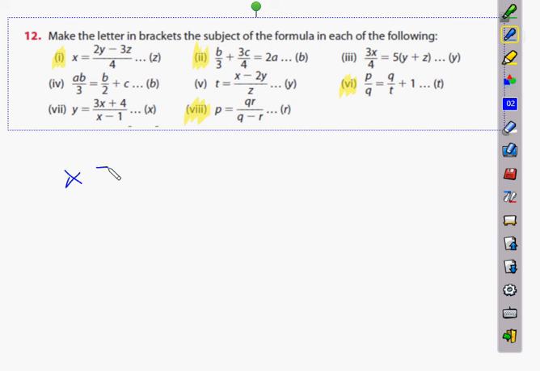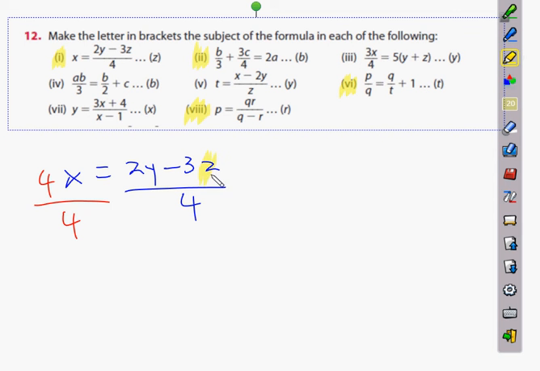Now, what's preventing this from being on its own is the denominator. So we get 4 on top, 4 on the bottom. Everybody happy with that? What are we trying to get on its own? Z. Cancel. 3z to the left, 4x to the right. 3z equals 2y minus 4x. Who's okay with that?